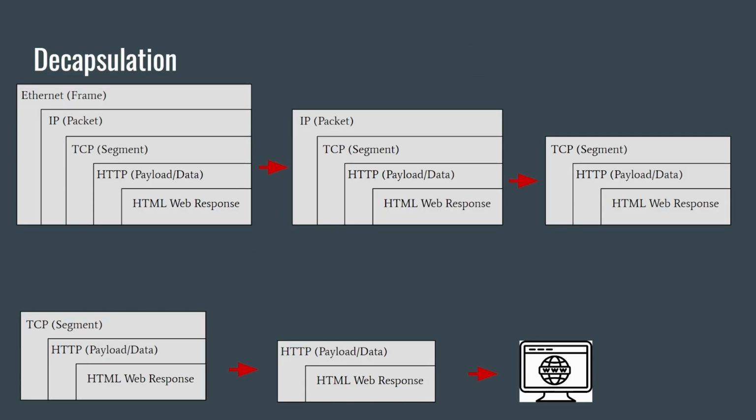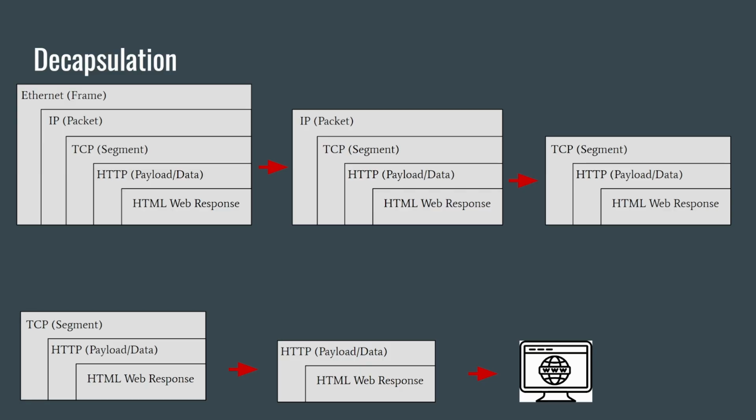Decapsulation is the same process, just simply in the reverse order. So if we were sending an HTML web request to a website for our previous encapsulation example, this would represent what the web server will respond with, and how our computer would handle it once we receive it. Once we receive it, our computer would check to make sure that the destination MAC address in the Ethernet frame matches our MAC address to know that this frame is designated for us.